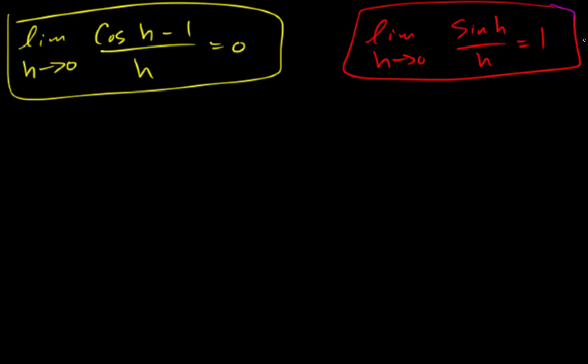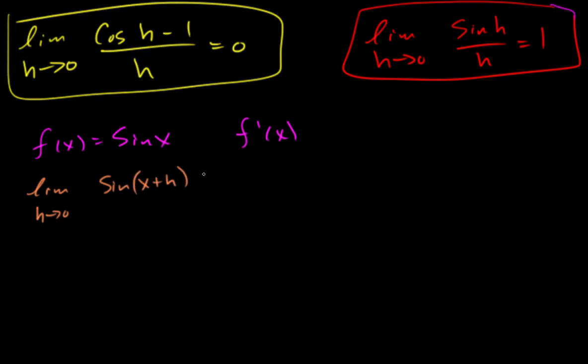Okay, so what they're asking us to do here, they're saying f of x is equal to sine x, find the derivative. So they want us to find f prime of x from first principles. And so we're trying to find the limit as h approaches 0 of sine of (x plus h) minus sine x over h. We can't plug in our limit because that creates division by 0. And so what we need to do is use a compound angle formula.